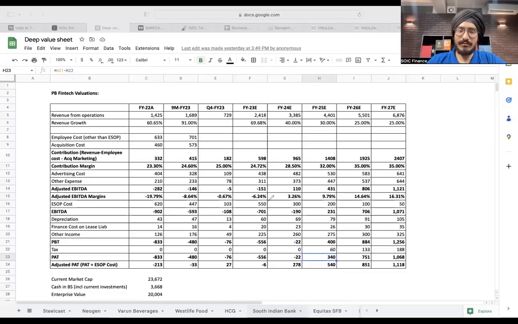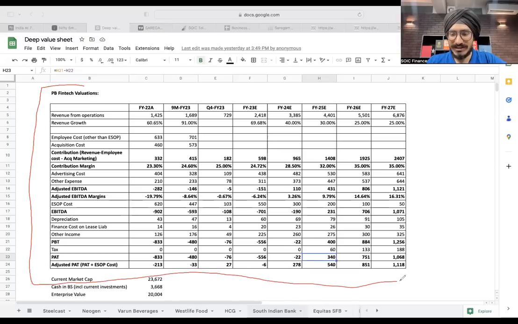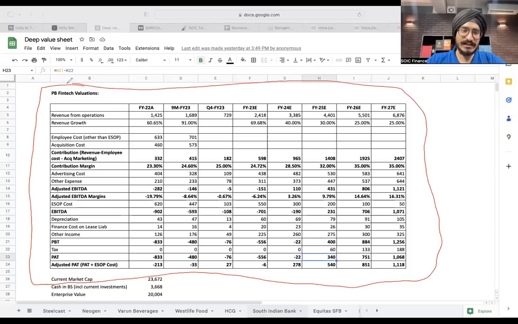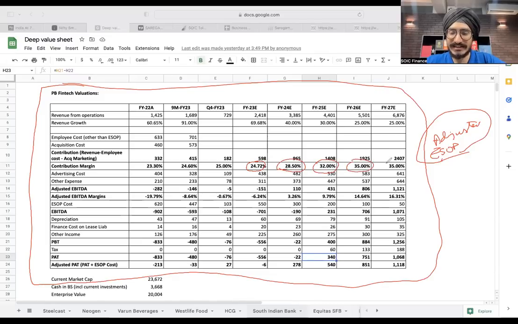So what is happening in PB Fintech right now? This is just a rough financial or valuation model that we made for ourselves, in which we'll draw down, take out all the adjusted EBITDA and everything. So what is happening with adjusted EBITDA in PB Fintech? It is adjusted for the ESOP cost, which is your employee stock options cost, right? And over here, if you just look at it, the contribution margin of the business will keep expanding. You can check these numbers from the management's guidance itself, from the FY23 Q3 con call. And why are the contribution margins expanding?